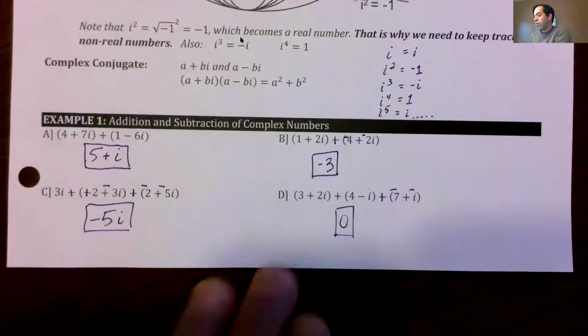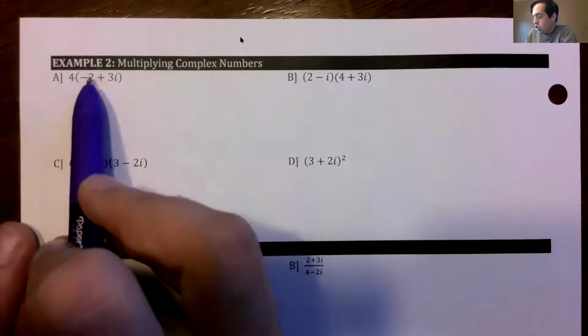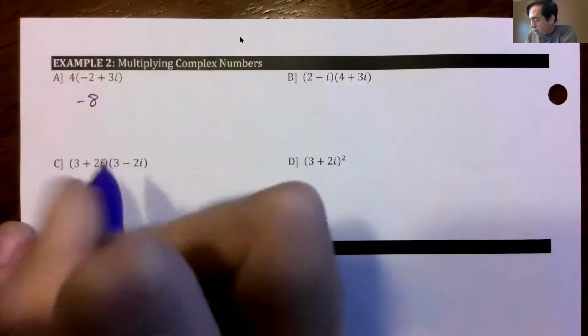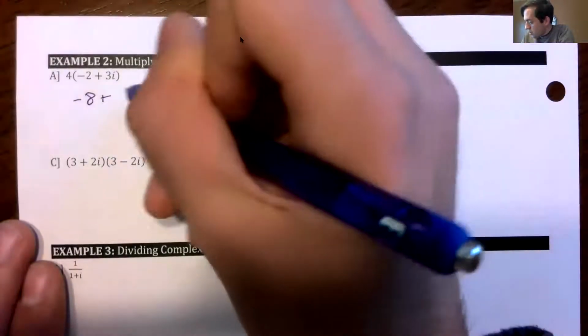Next up, we're going to see how we multiply complex numbers. So let's look at letter A. When it's a simple kind of distributive property, we just distribute just like normal. So we're going to get negative 8 plus 12i.